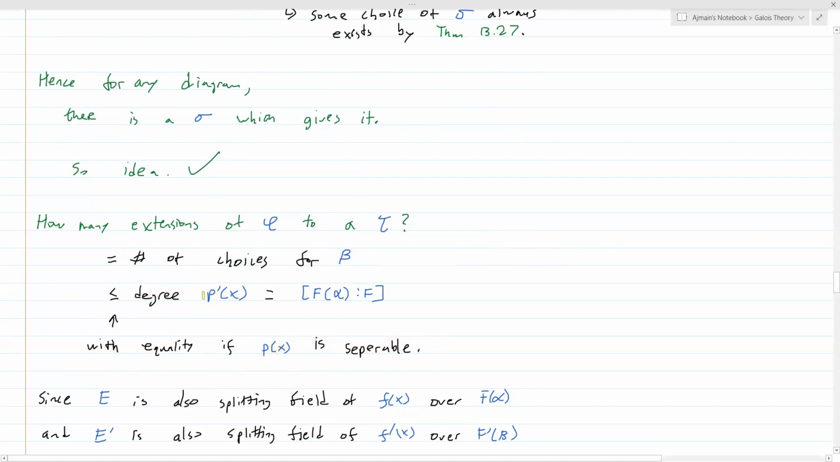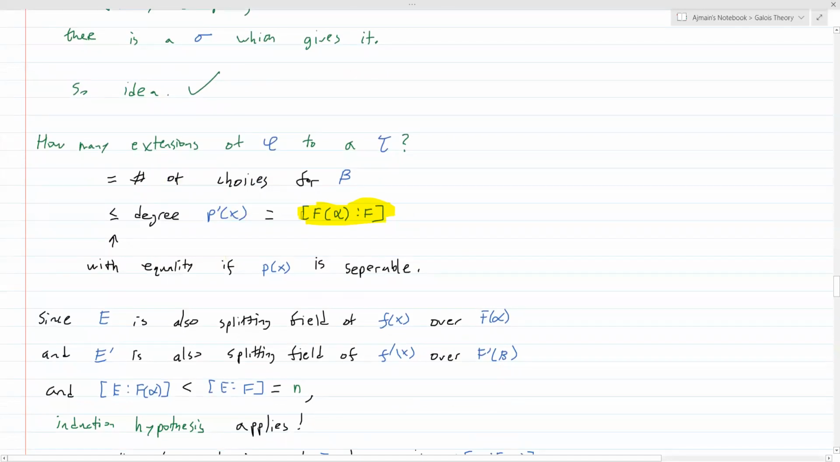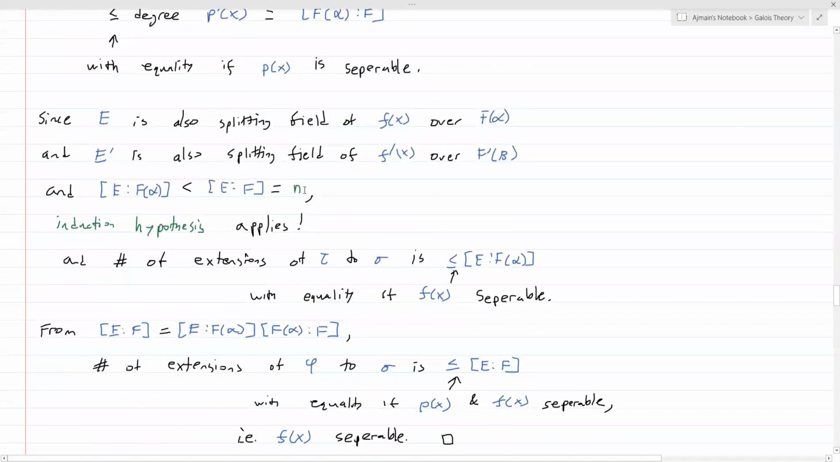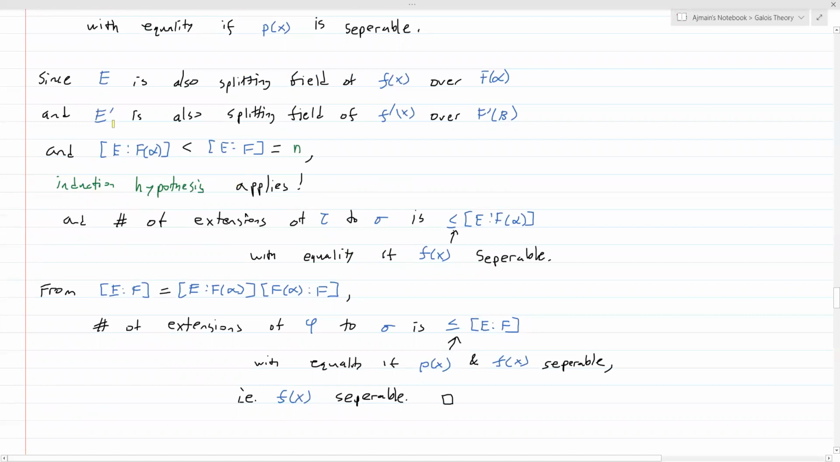right? So the degree of p prime of x is equal to the degree of p of x, which is the degree of the extension F adjoint alpha over F, because p and p prime of x are both irreducible, so they're the degree of the extension that you get by adjoining a root of the polynomial. Okay, so now we know how many extensions of phi there are to tau. It's less than or equal to the degree of the simple extension, and it's equal when the irreducible factor is separable. Okay, so now let's finish off the proof.